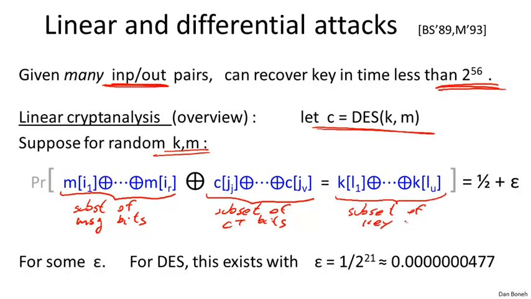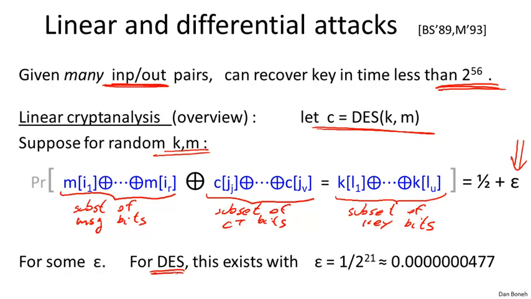Now, if the two were completely independent, which is what you'd like, you definitely don't want your message and your ciphertext to somehow predict your key bits. If the two are completely independent, then this equality will hold with probability exactly 1/2. But suppose it so happens that there's a bias, and this equality holds with probability 1/2 + epsilon for some small epsilon. It so happens that in fact for DES, there is such a relation.